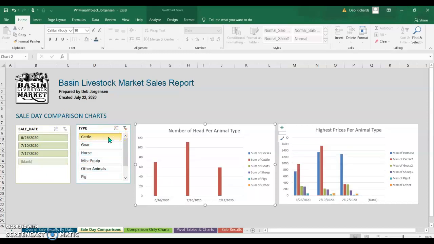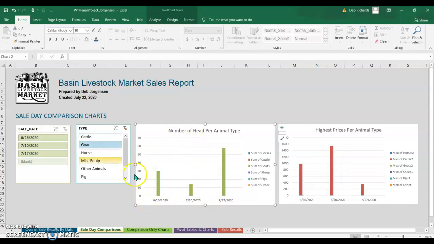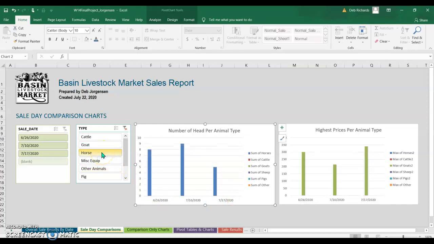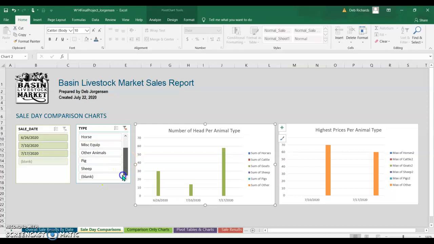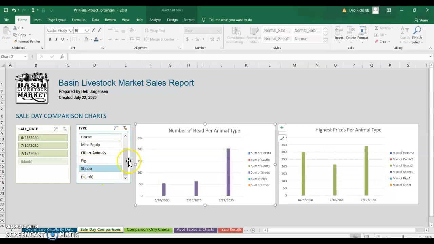Then, if you would like, you can go over here and just compare cattle. Sometimes it's kind of fun to see how the cattle did. Well, this looks like this day was better than the other two. You can see with goats, we had more goats on this day. Horses, pigs, other animals. You can go through all of them. Sheep. So it's just kind of fun to see the comparisons, and as we add more sales, there will be more comparisons to view.